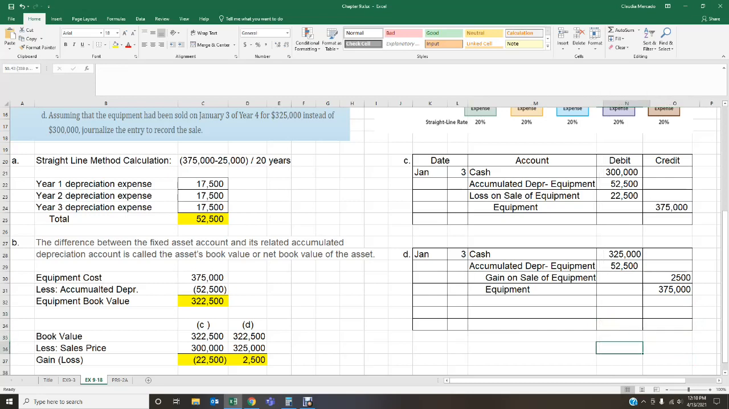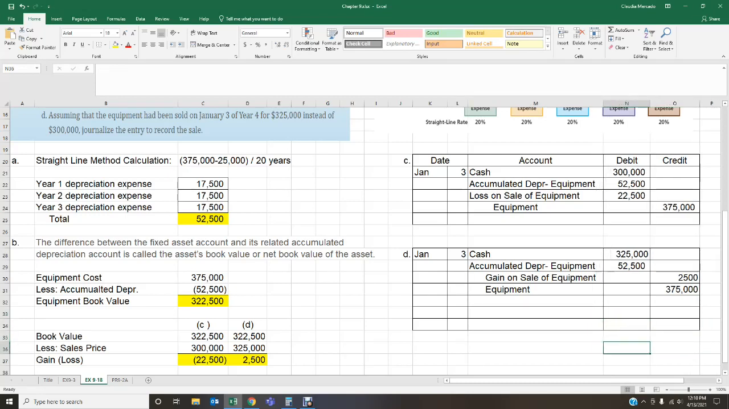So this is what the second entry will look like. The cash that you received, $325,000. We're going to clear the accumulated depreciation that we have for this equipment. We need to remove it from our books. I'm going to debit it for the $52,500. In this case, we had a gain on the sale of $2,500. So gain on sale of equipment, gains will always be a credit of $2,500. And then we clear out our equipment for the amount that we originally recorded it in our books for, which was $375,000. So those are the 4 requirements for this assignment.